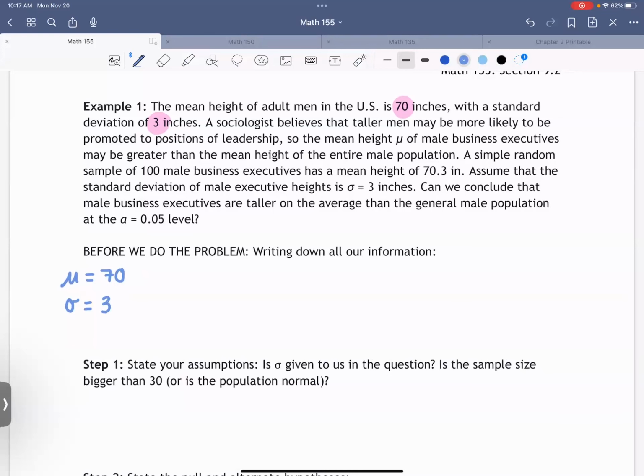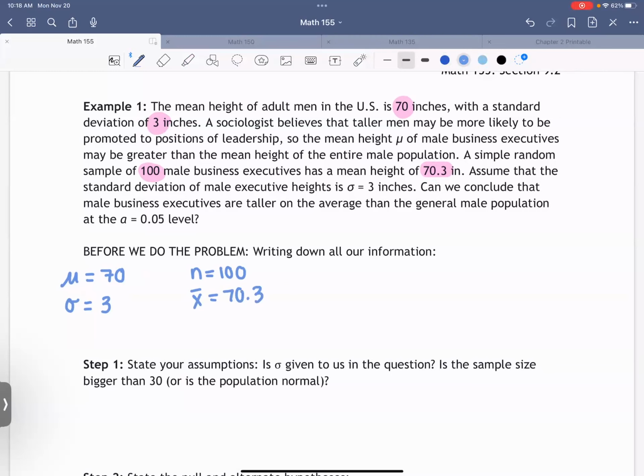Okay. Now we have a sociologist. The sociologist believes that taller men might be more likely to be promoted, so that the mean might be greater. We took a simple random sample of 100 male business executives. That's n, right? And that sample has a mean height of 70.3. Do you see the difference between this being the sample mean and the other one being the population mean? Yeah, right. We took the sample and then from that we got a mean. x bar is 70.3.